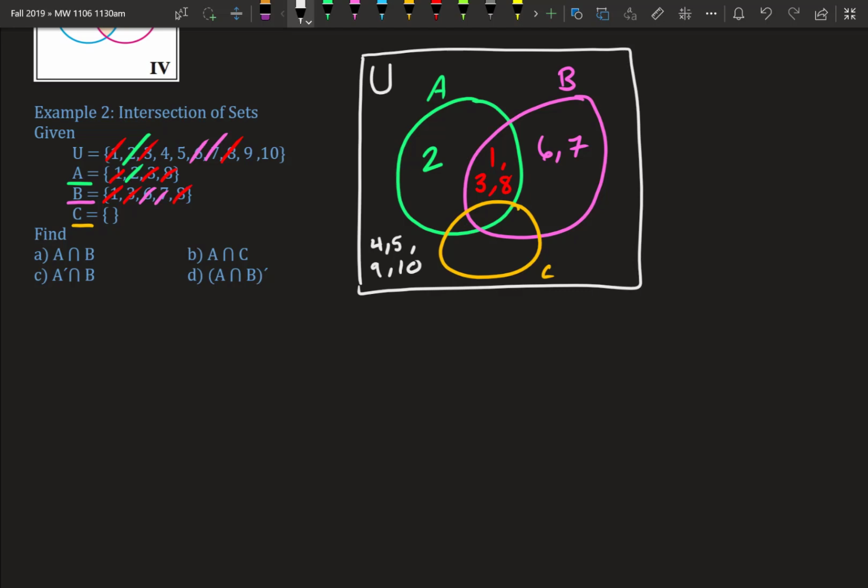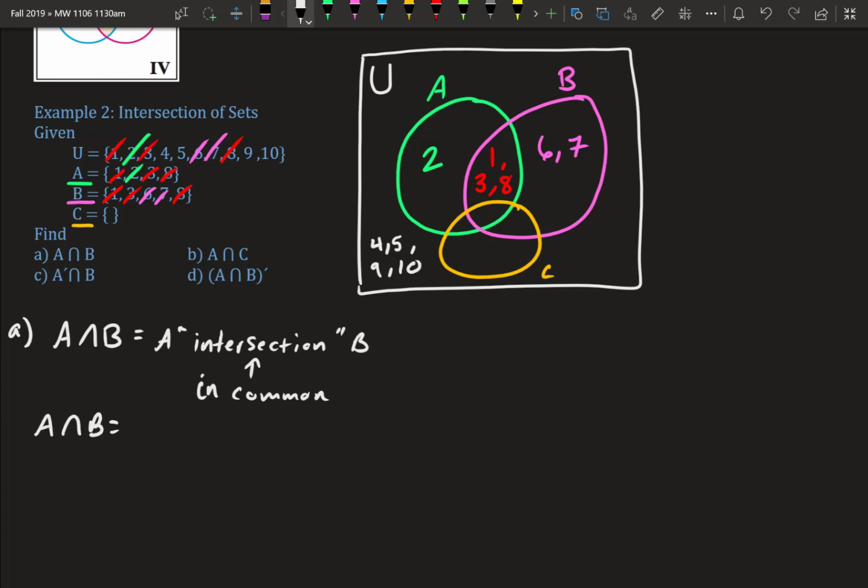So we drew our Venn diagram. Now part A. A wants us to find the intersection between A and B. So what this is asking is A intersection B. And intersection is in common. So A intersection with B, what they have in common is set 1, 3, 8. Because that's what they have in common. That's where set A and set B meet.